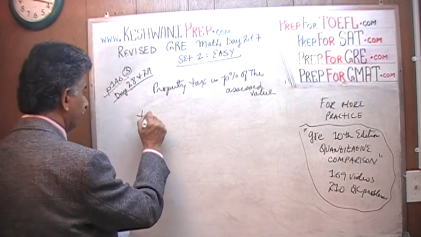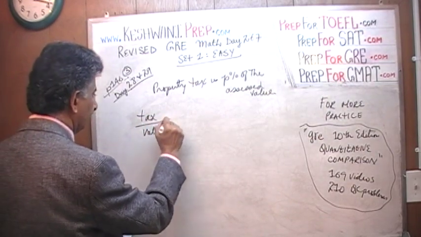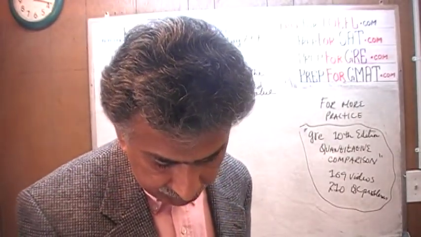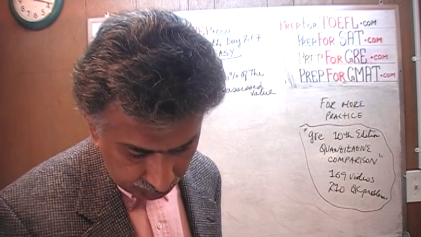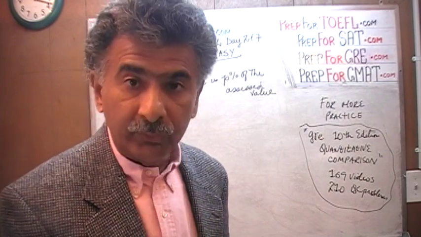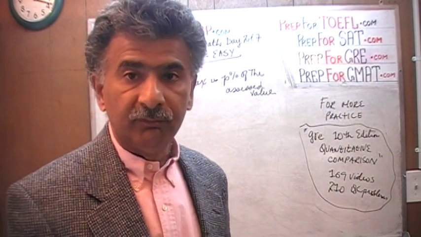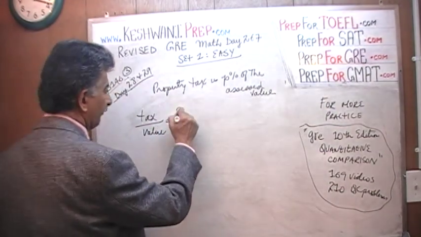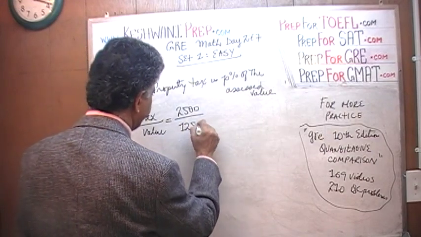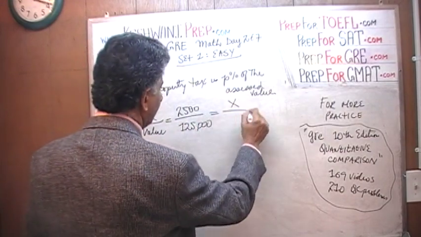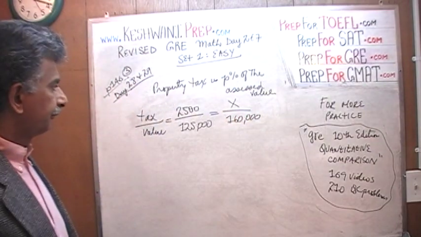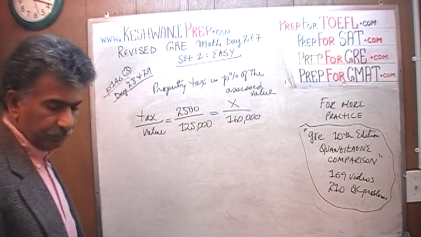So here's our tax, here's the value, and in the problem they tell us that in 2009 the property tax on a home which was assessed at 125,000 was 2,500. So the tax was 2,500 on a house that was assessed at 125,000. The question simply is, what's going to be the tax on a house that is worth 160,000? That's all we have to do, solve for x.